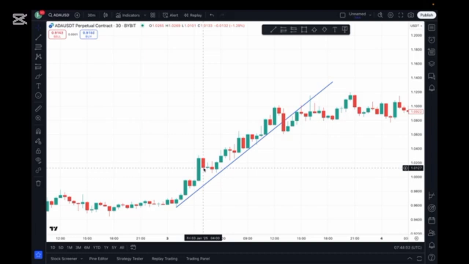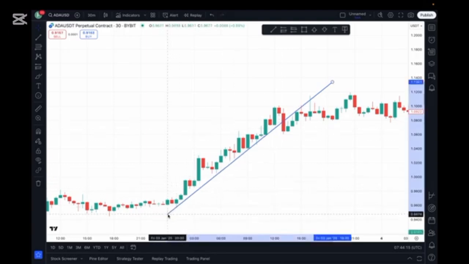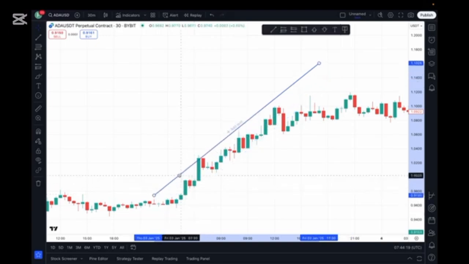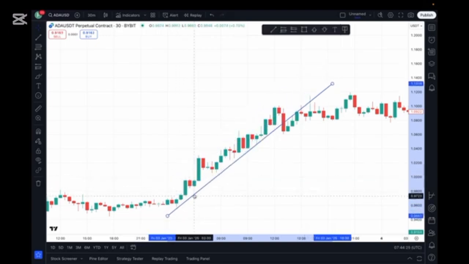Now, how you are going to understand this better is when you are drawing your uptrend line, the first thing you should make sure of is that your uptrend line is at the bottom of the candlestick. You can see this uptrend line that I just drew right here. I drew it at the bottom of the candlestick. I did not draw it above or on top of the candlesticks. I drew it below the candlesticks right here, where it is now. So that's the right way.